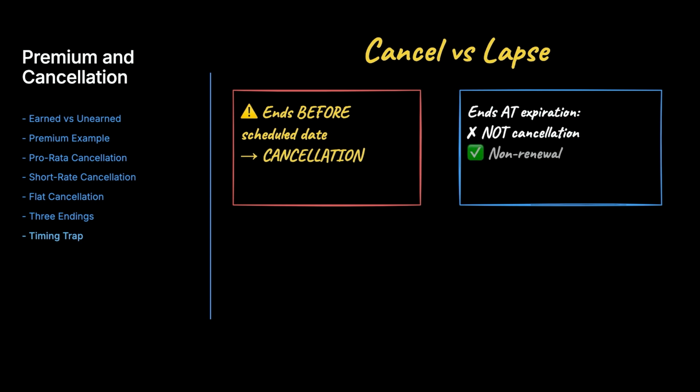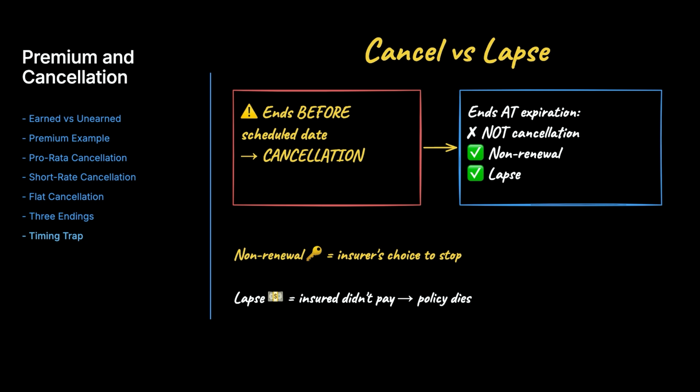If a policy ends before its scheduled date, that is cancellation. If it ends right at the scheduled expiration, the answer is non-renewal or lapse, never cancellation. Non-renewal is the insurer choosing to stop, while a lapse is the insured letting it die by not paying.